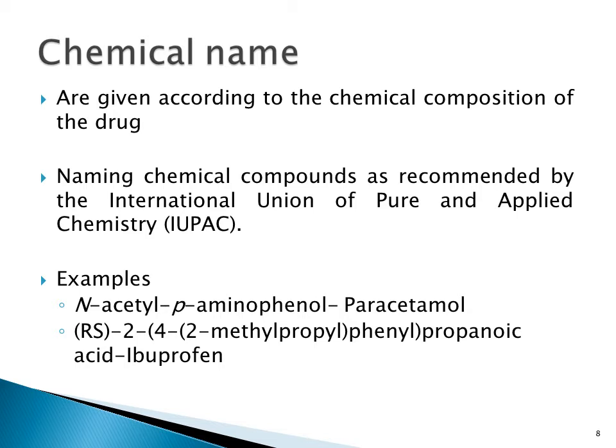For example, paracetamol is chemically known as N-acetyl-p-aminophenol. Then ibuprofen is known as RS-2-(4-(2-methylpropyl)phenyl)propanoic acid. So those are the chemical names of paracetamol and ibuprofen respectively.